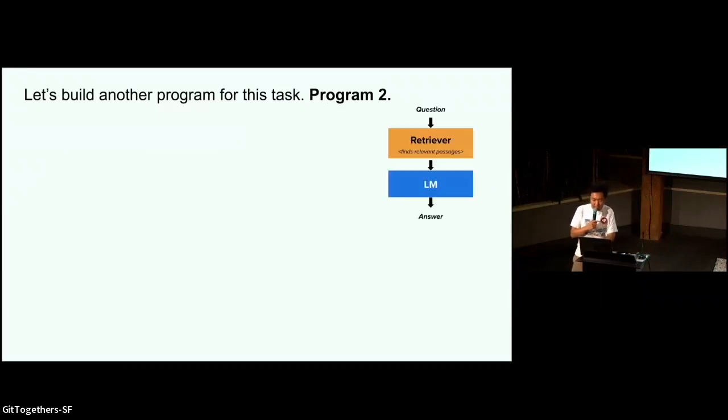So we can build a slightly better program, a RAG program in DSPy. This pipeline is a little bit more complicated. It has one more module called retriever. The retriever will try to find some of the relevant passages from the database of Wikipedia.